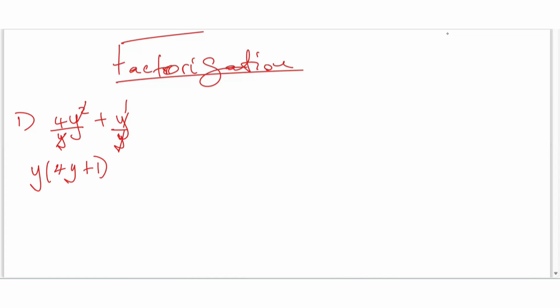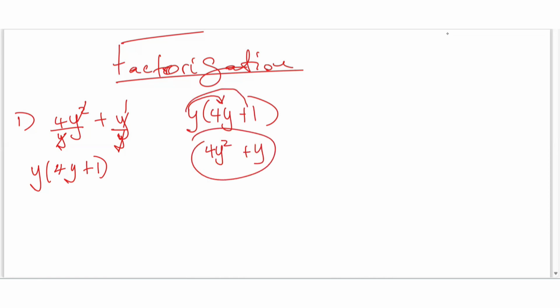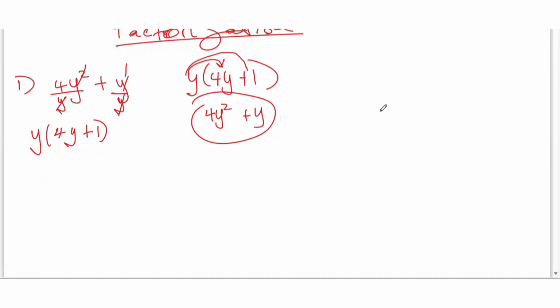So this is the factor form. And if we were to actually distribute, then y times 4y would give 4y squared, and y times 1 would give us y. So you could see it would take us back to the original. So when you factorize, if you find the product of the result, it should take you back to the original. So that is example 1. Let's take a look at our second example.